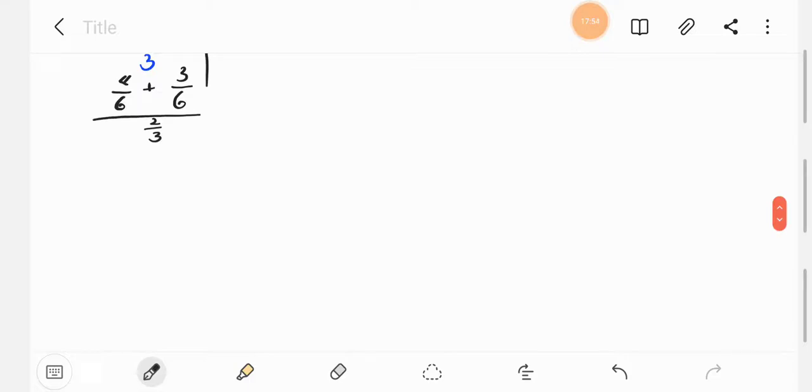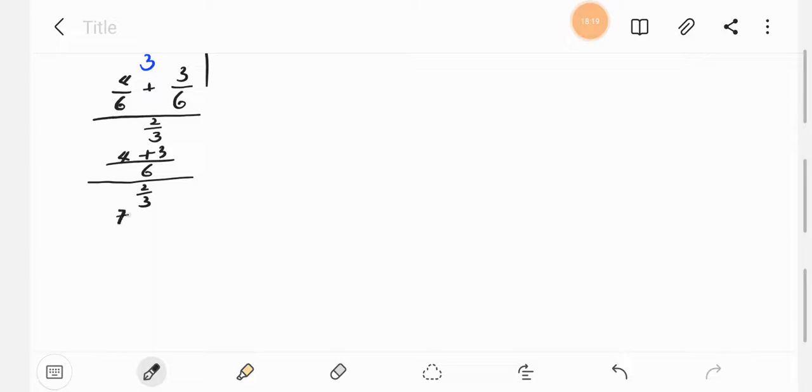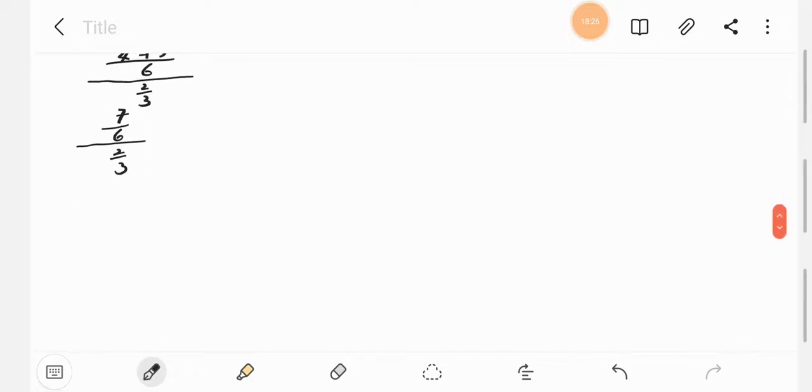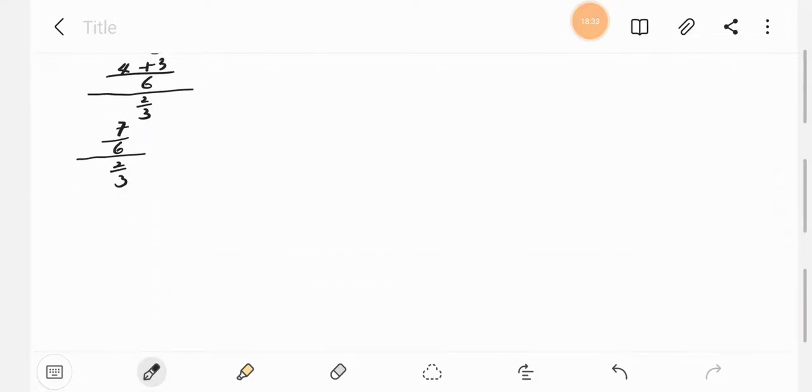Okay, let's keep doing this. So this will be equal to 7 over 6, right? Okay, why is it 7? Okay, let me write one more time. So this is 4 plus 3 over 6, right? Over 2/3. So the numerator is now 7 over 6 over 2/3. So this is equal to 7 over 6 divided by 2/3, right? Since this is division, divided by 2/3.